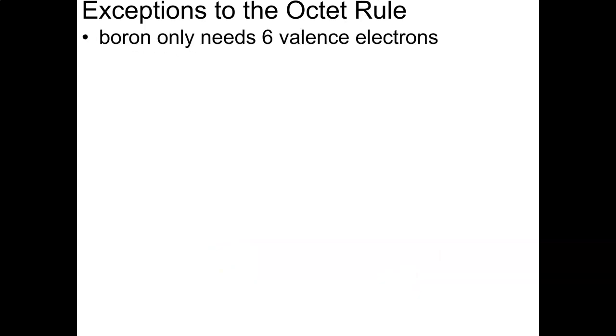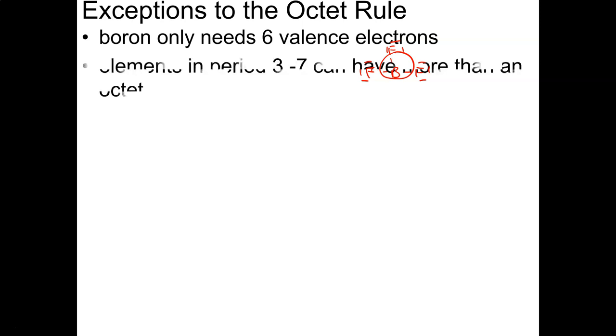Exceptions to the octet rule: boron only wants 6. So once you get boron to 6 electrons, it's done. So like for that BF3 earlier, this is the way BF3's Lewis structure would look. Notice this only has 6. Do not give boron more than 6. Do not erase and move. Do not do double or triple bonds. You'll be wrong. Boron only wants 6.